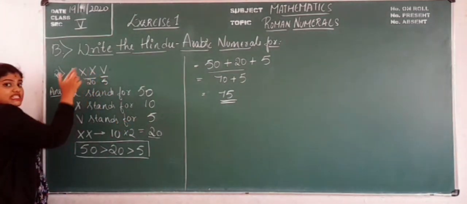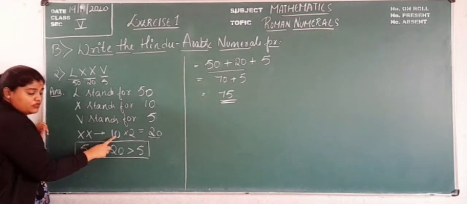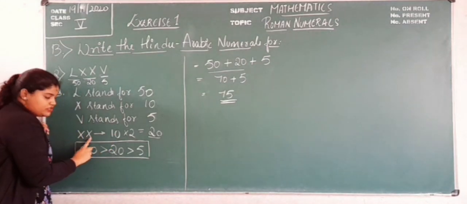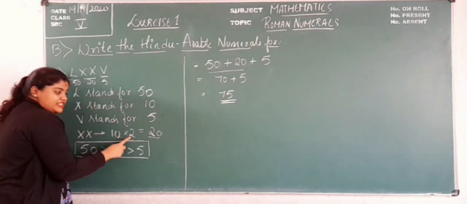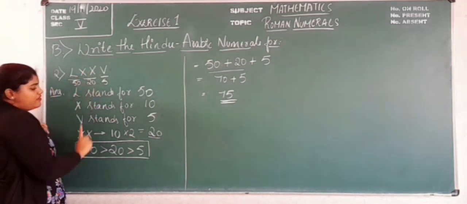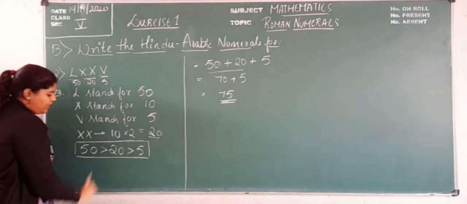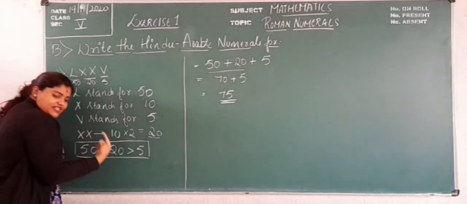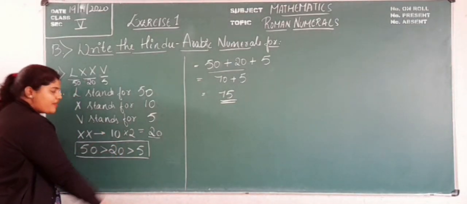And if we consider XX, it is 2 times. The value of X is 10. Here it is repeated 2 times, so 10 into 2 is 20. Next we have V. V stands for 5. And we also know that 50 is greater than 20 and 20 is greater than 5.